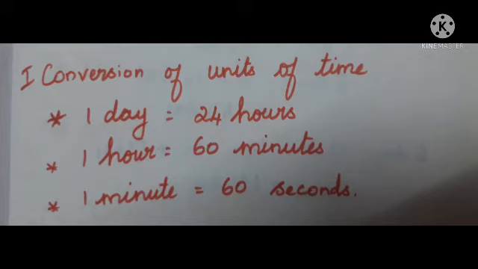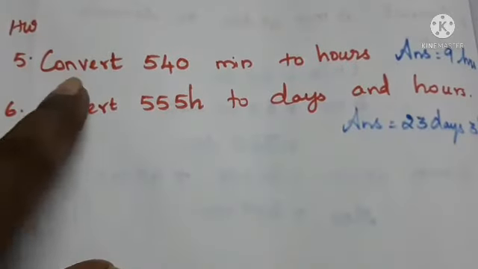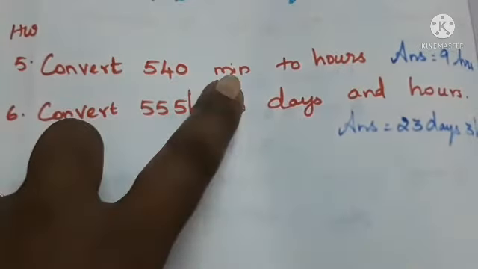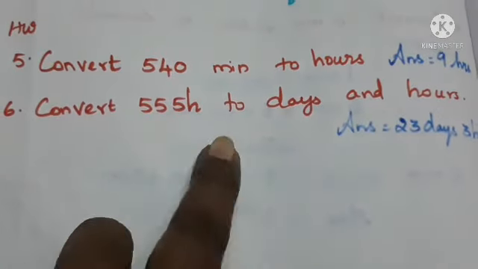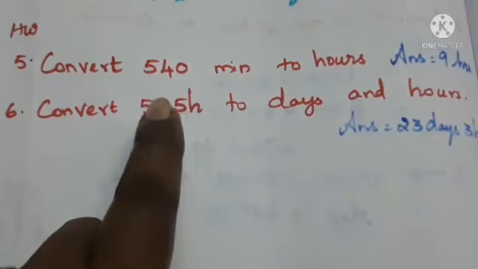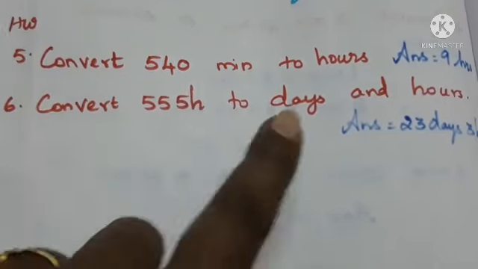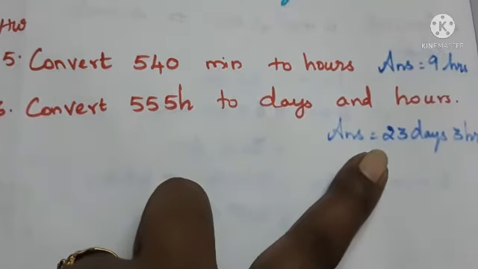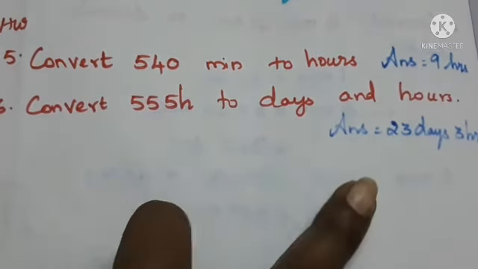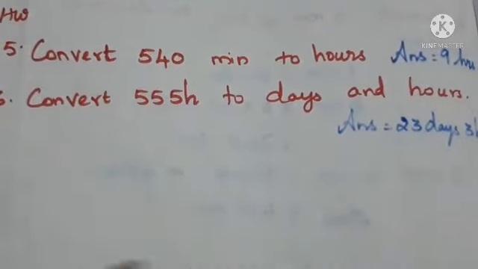And I have given two homework problems. So first we can check the homework answers. First homework problem, convert 540 minutes to hours. If you convert 540 minutes to hours, you will get 9 hours. The second problem, convert 555 hours to days and hours. The answer will be 23 days and 3 hours. So in 555 hours there are 23 days and 3 hours.